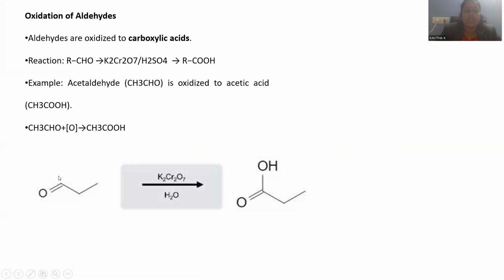Oxidation of aldehydes. Whenever an aldehyde is the starting material, there is a dichromate oxidation giving rise to the corresponding carboxylic acid. This is only a one-step oxidation we can say.